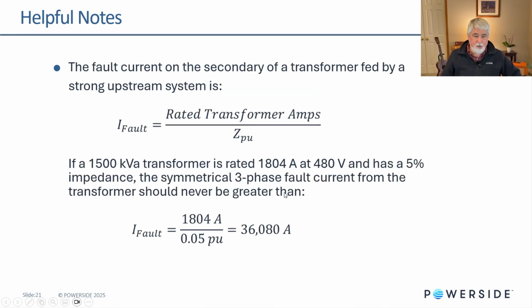gives you 2500. Now on a transformer, when you fault the secondary of a transformer and it's fed by a strong upstream system, then the fault current is equal to the rated transformer amps divided by the nameplate per unit impedance, Z. For example, if a 1500 kVA transformer is rated 1804 amps at 480 volts and has a 5% impedance, the symmetrical 3-phase fault current should never be greater than 1804 divided by 0.05, which is the per unit impedance, and that equals 36,000 amps or 36 kiloamps.